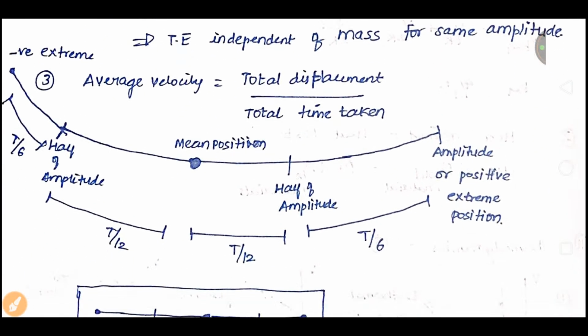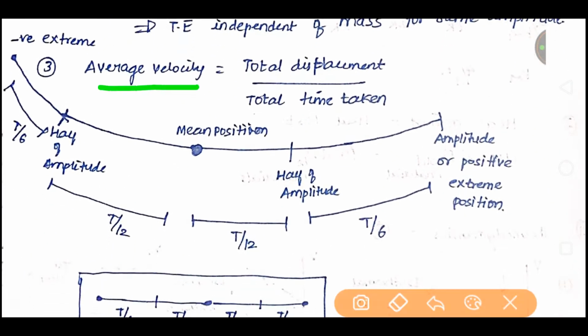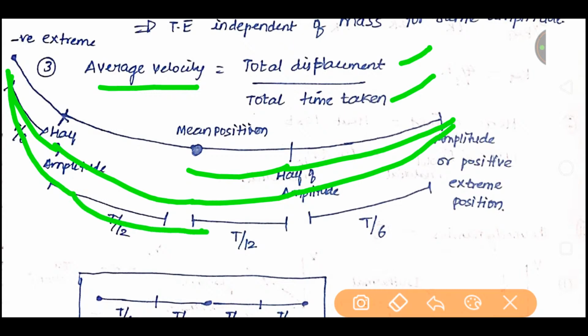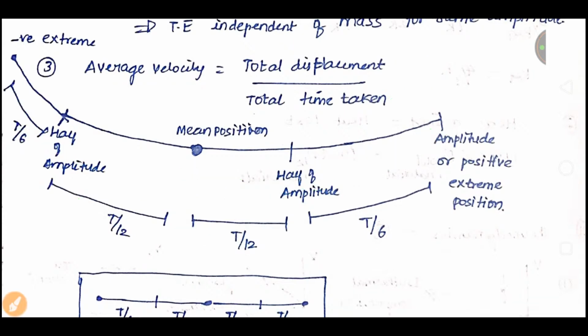Now third, you know that in motion in a straight line, average velocity is equal to total displacement by total time taken. Assume this is the mean position. A body first goes like this, half of the amplitude, then reaches the extreme position, then comes back to half of the amplitude, again the mean position, negative half of the amplitude, negative amplitude, again negative half of the amplitude, and again to the mean position. This is one oscillation.